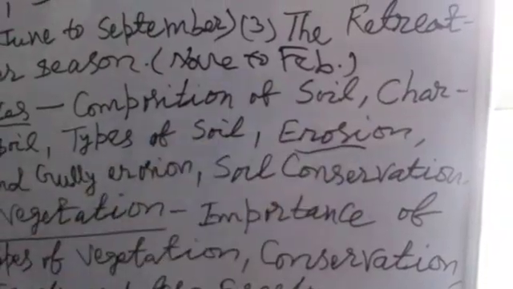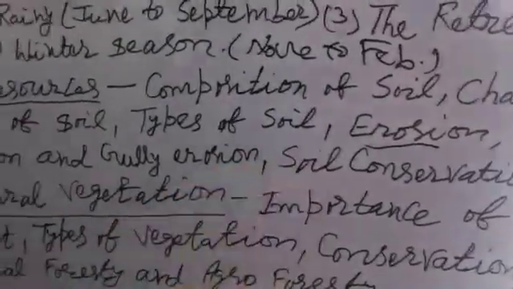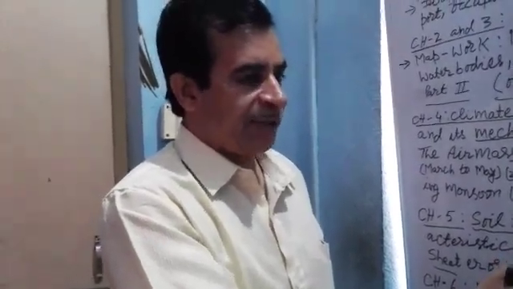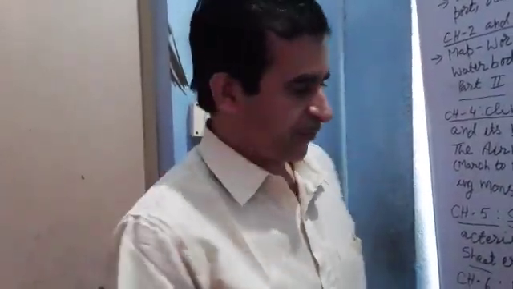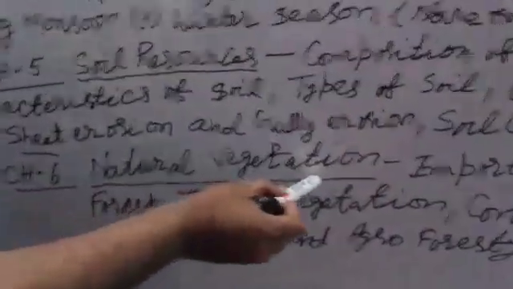There are some efforts used in soil conservation. First, afforestation. Second, more planting of trees. Third, the soil should be conserved by stopping shifting cultivation. Clear? Next, chapter 6, natural vegetation.